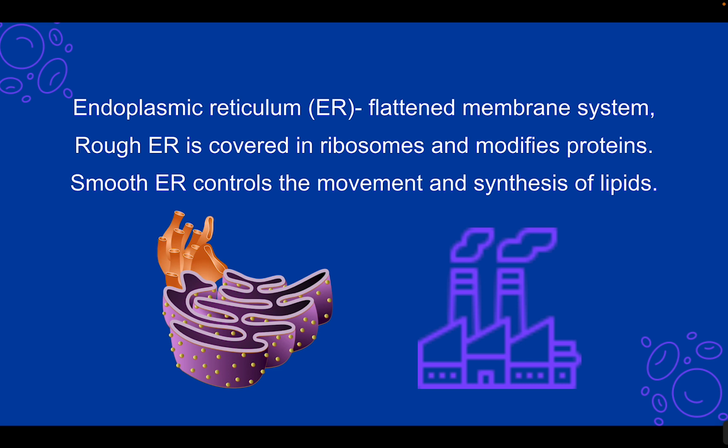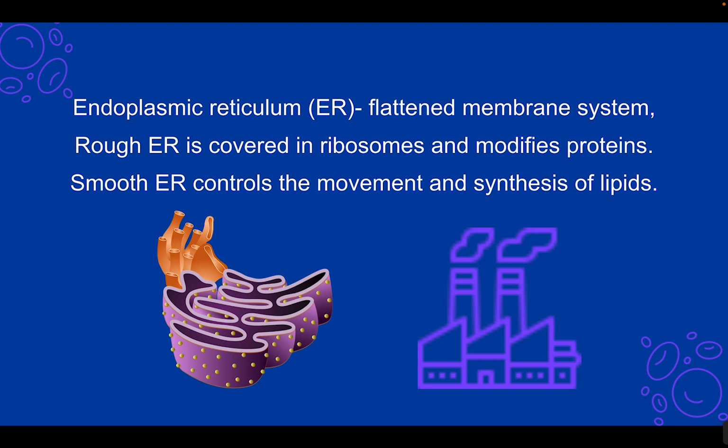So the rough ER's main job is to modify and really start the movement of proteins, because we know ribosomes are making all of those proteins, and so then they'll go through the ER, get that extra layer of coating, get any last minute touches, and start their process of being sent out to where they need to go.